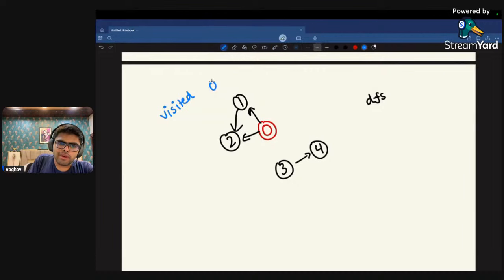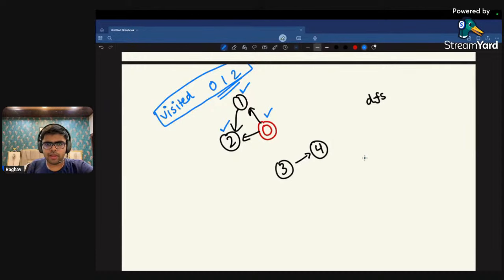You will first of all mark 0 in the visited array, that 0 is visited. Then you will visit 1, and you will visit 2 as well. So 0, 1 and 2, all of these would be marked true in the visited array, and there are no other nodes which would be visited by running the DFS function from the node 0.